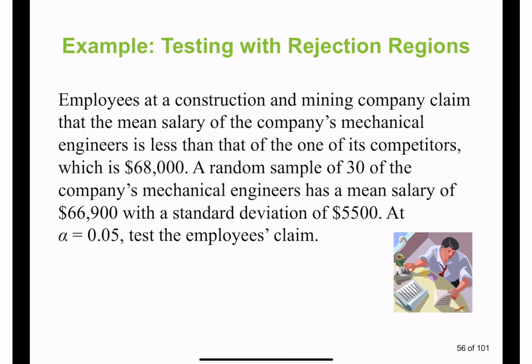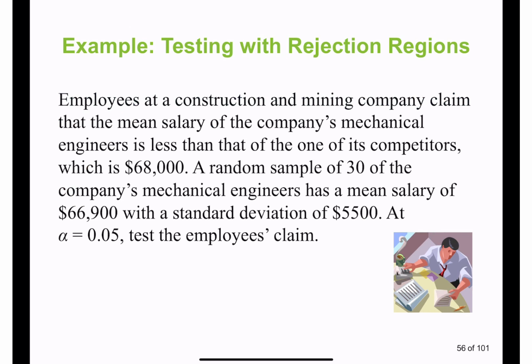Here is the problem. So here we have alpha. Instead of calculating the p-value and comparing it to alpha, now we are taking the z-score for alpha and the z-score for the p-value. Let's see how we are going to do it.